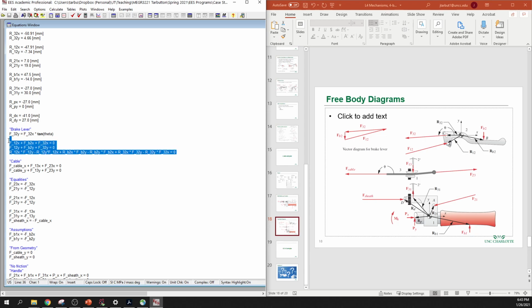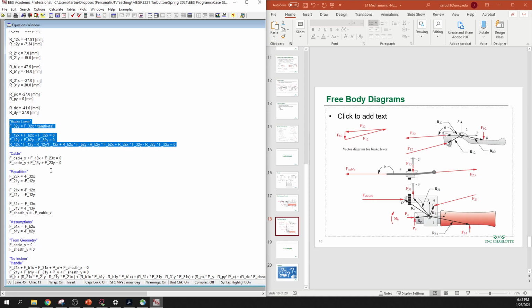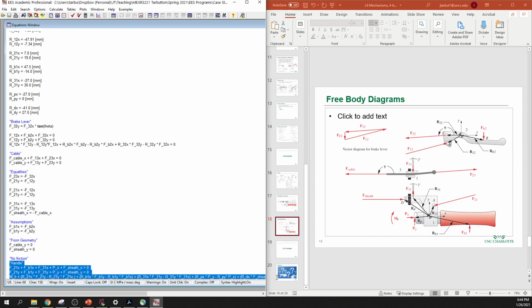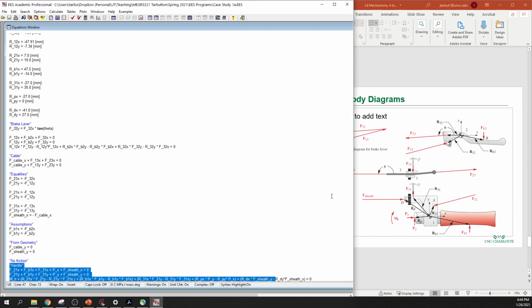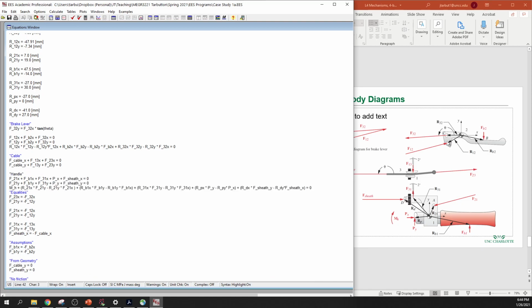Okay, so I've just entered those equations in for the brake lever. I've entered the equations here in for the cable here, and then we have our handle, which is down here. Let me make this a little bit bigger. I'll bring it up so you can see it. Okay, so this is the handle.